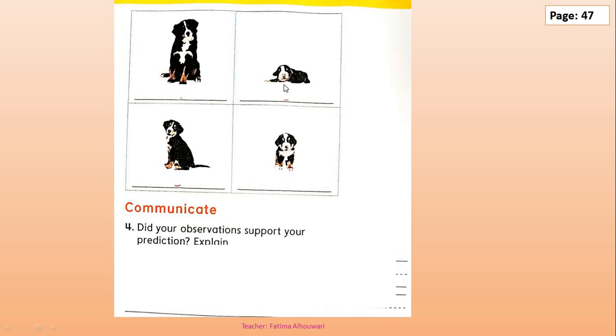This one is the youngest dog because it has a small size and it cannot stand up. So this photo will take number 1. And the next is this one. The next is this, and the next is this. This dog has the largest size.